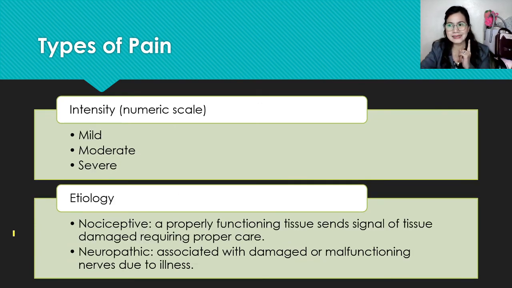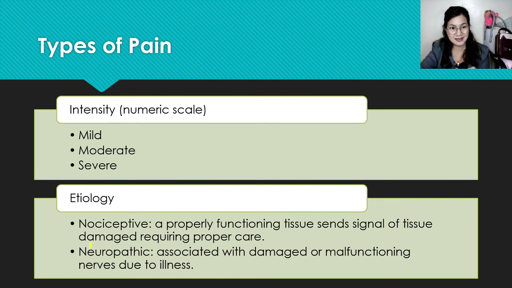How about the intensity? The intensity is presented in a numeric scale where 0 means there's no pain, 1 to 3 means mild, 4 to 6 means moderate, and 7 to 10 means severe. That's the numeric scale that you can use to ask the client to describe the intensity of pain.